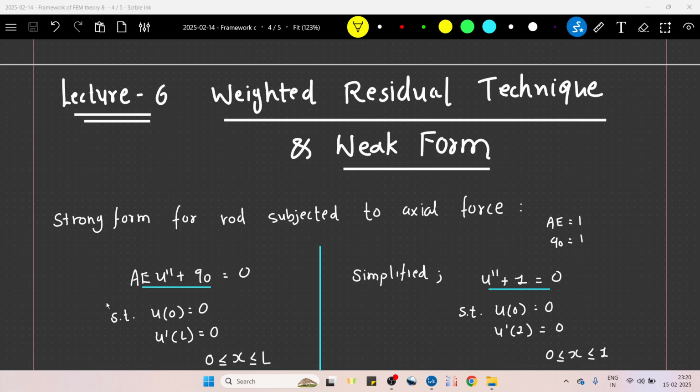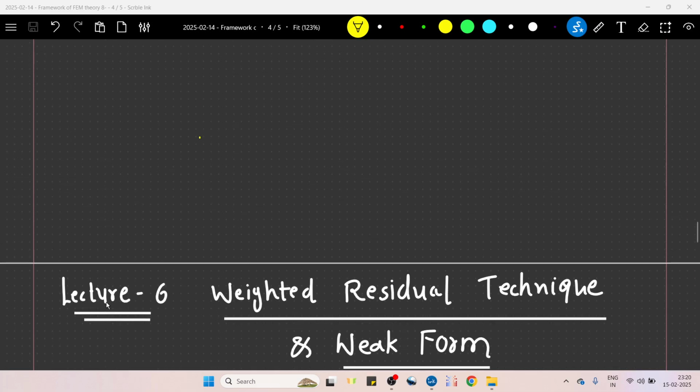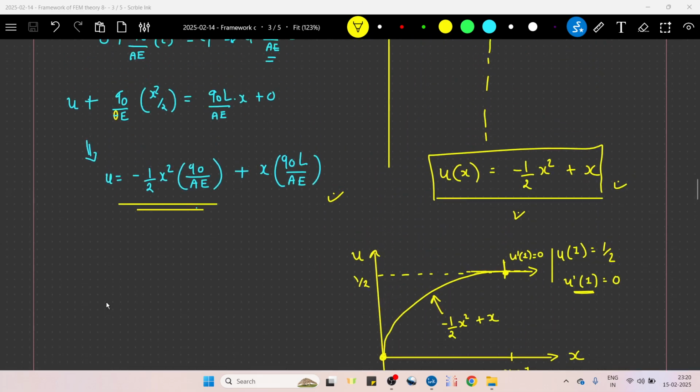In this video, we are going to see very important concepts of FEA, that is nothing but the weighted residual technique and weak form. Before I jump into the weighted residual technique and weak form, let's recap quickly what we have learned.